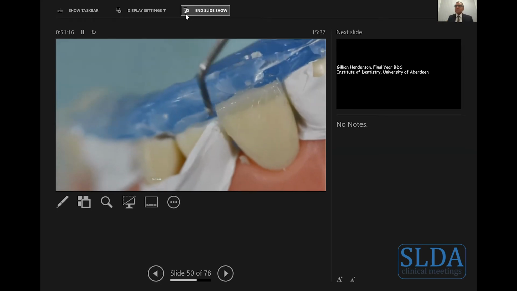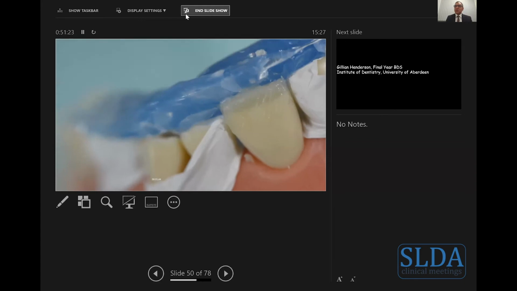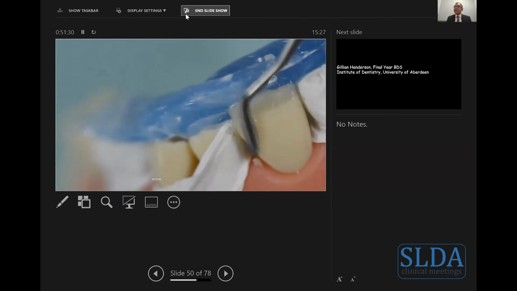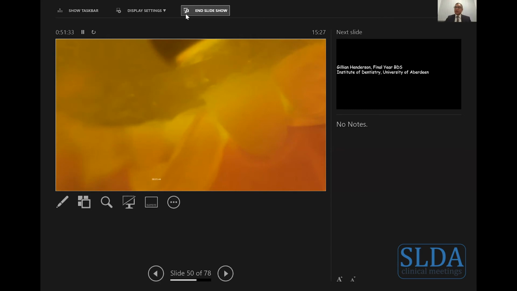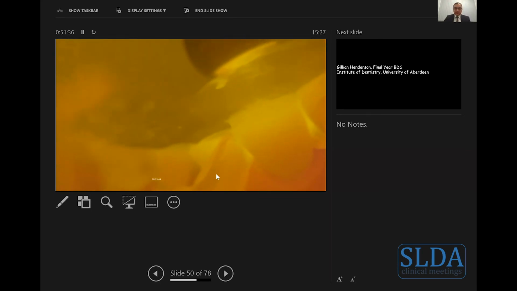That has to be carefully done. This is where I play the role of an artist, and try to get the shape and the form as good as I can to the patient's satisfaction. It is cured, and here you can see PTFE tape used.